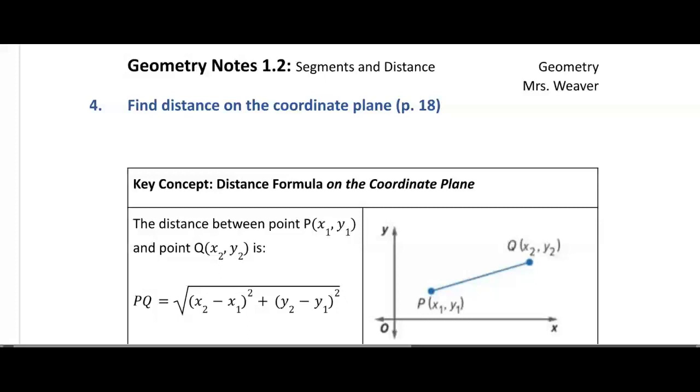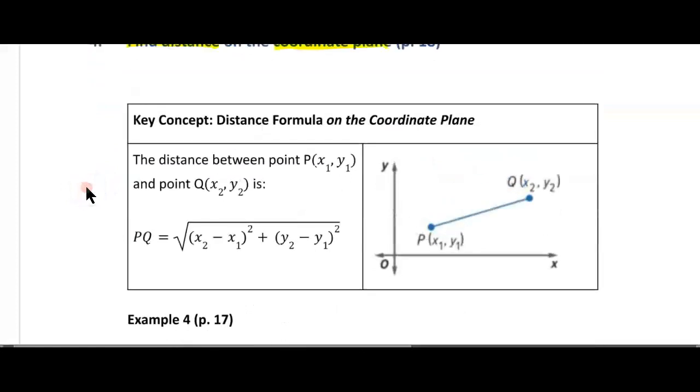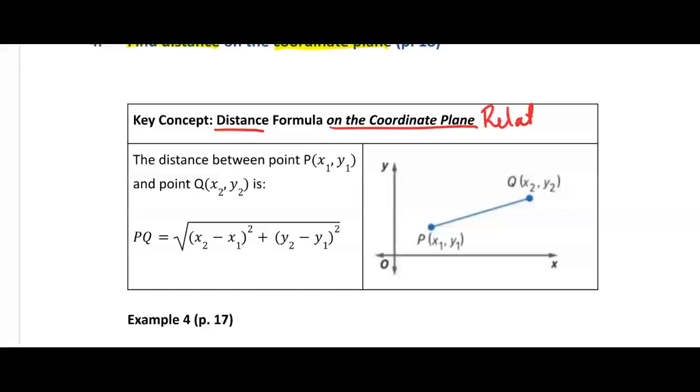Today we're looking at the last lesson, last objective in 1.2, which is finding distance not on a number line, but on a coordinate plane. And this is going to come from page 18 in your textbook. Our relationship in words for this type of problem is distance on the coordinate plane. So here's our relationship in words.